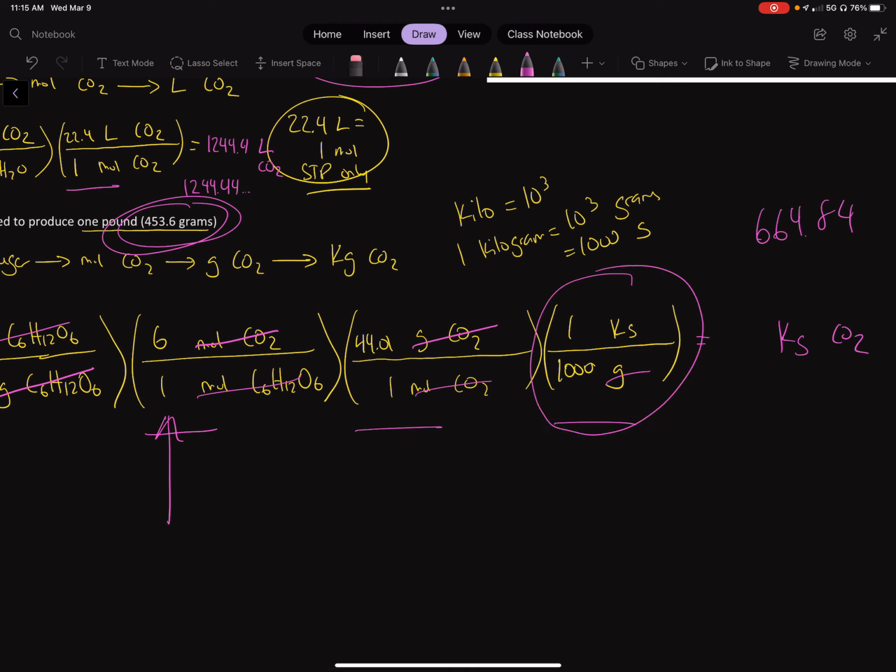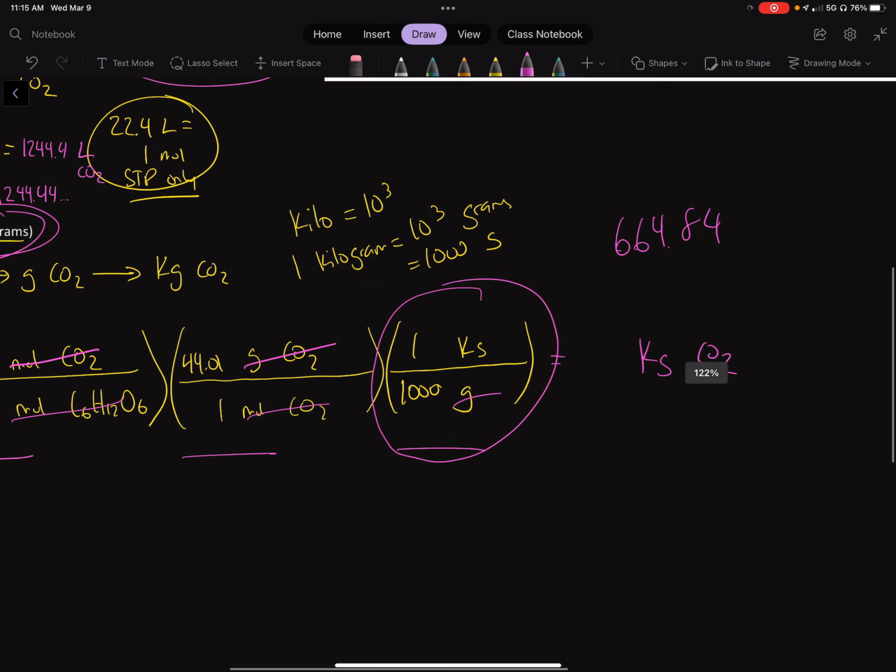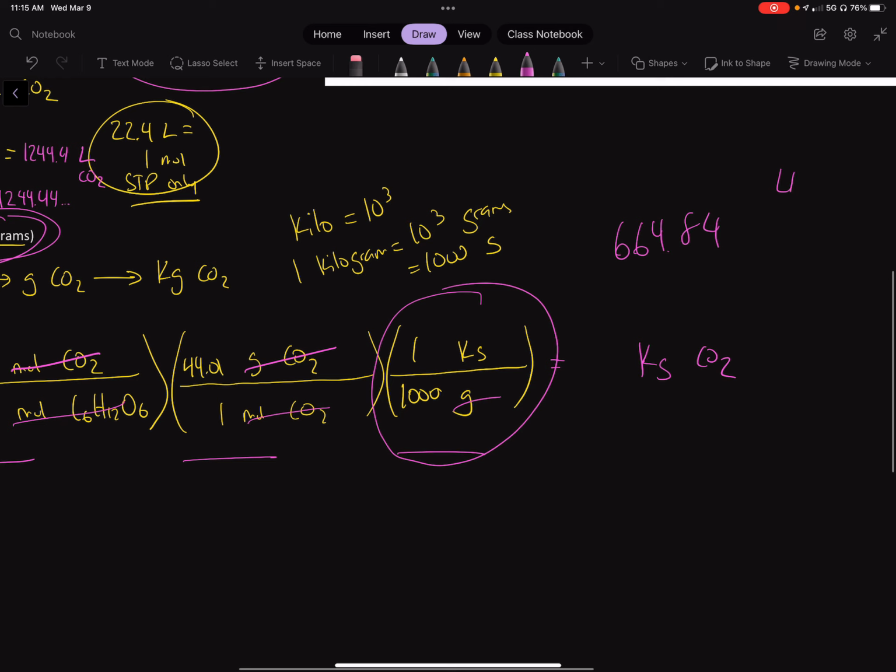And then same thing for here. This is like a definition. It's exact. There are exactly 1,000 grams in 1 kilogram. So those do not affect the sig figs in your final answer. So we're going to do 4 sig figs. So that means we're going to round it to 664.8, and the units are kilograms of CO2.